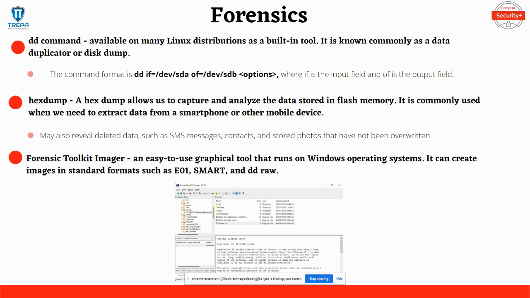And now to go over some forensics commands. The dd command used in Linux is used to duplicate or clone a volume or disk. The dd command is used in forensics to clone a drive for investigative purposes. Hexdump allows you to capture and analyze data stored in flash memory. A Forensic Toolkit Imager is a graphical tool or application that can be installed on a Windows system to create images.